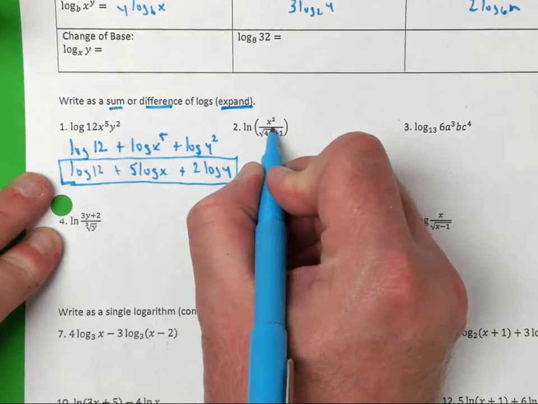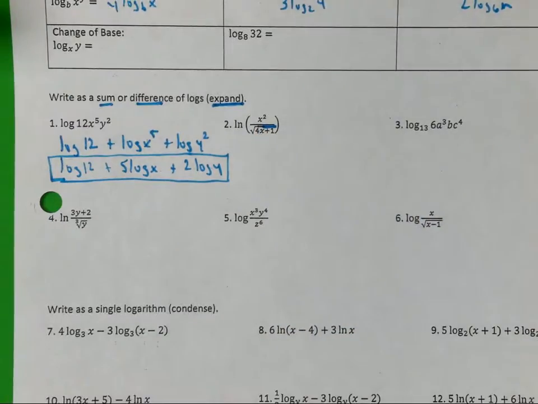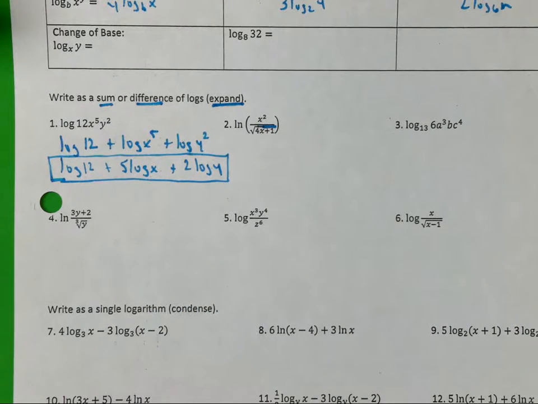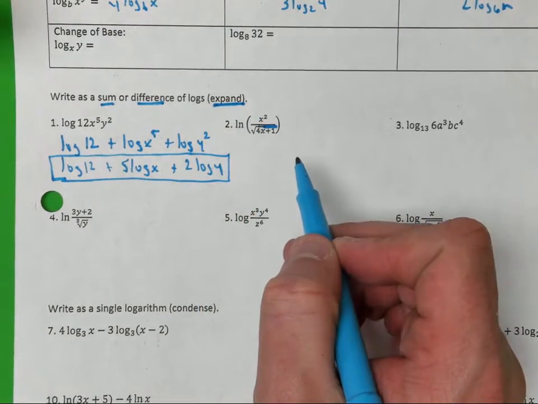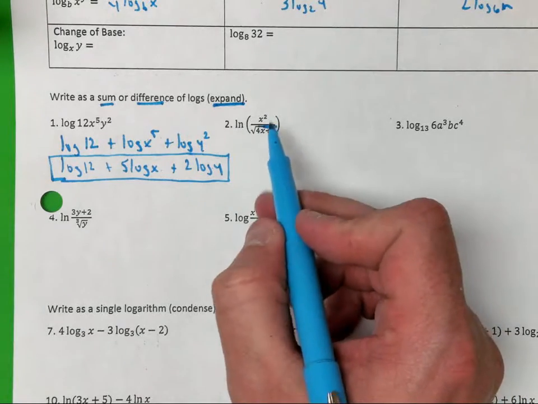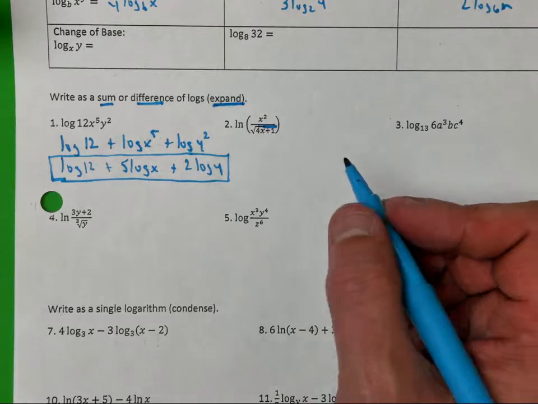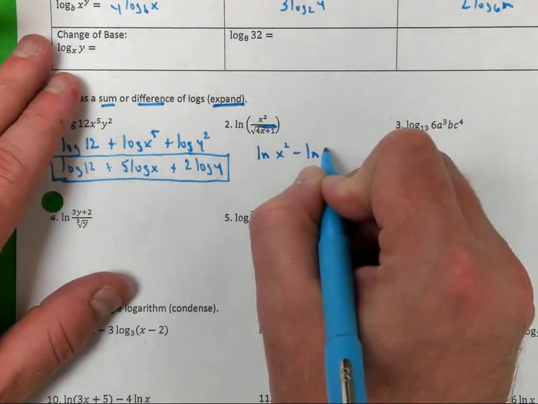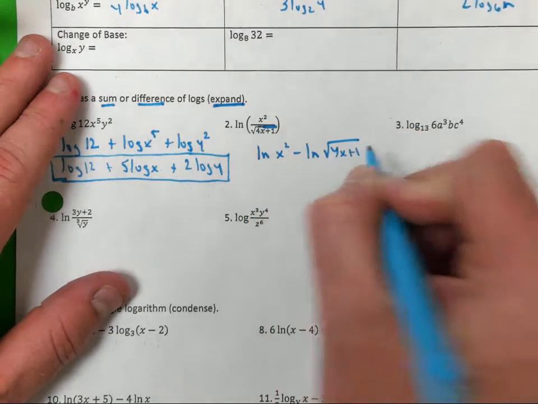I want you to correct this. This radical should be extended all over the 4x plus 1. Now I know there's not a little base on these logs, but when a number is not there, it's understood to be base 10. Base 10 logarithms are known as common logarithms. Now working with natural log. So what's our base here? I hope you said e, because it is. Alright, now, this is division, so I'm going to use the quotient rule. So, ln x squared minus ln square root of 4x plus 1.